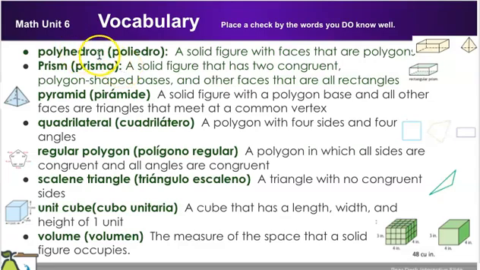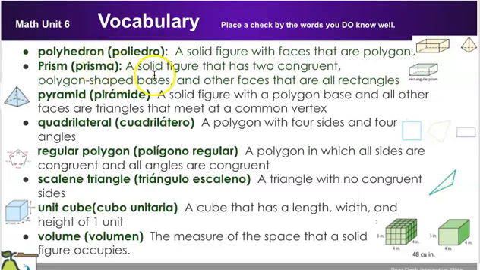So we have our polyhedron, a solid figure with faces that are polygons. So it's not just a two-dimensional shape like this triangle or square, but it's actually a three-dimensional shape that can hold capacity, that volume. The parts that make this 3D figure up are also polygons. So that's what makes a polyhedron.